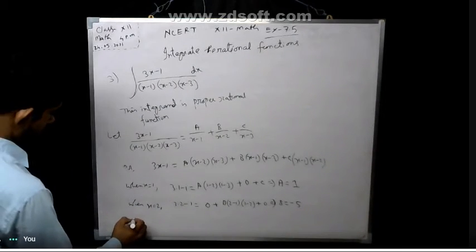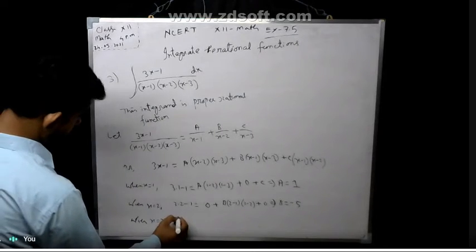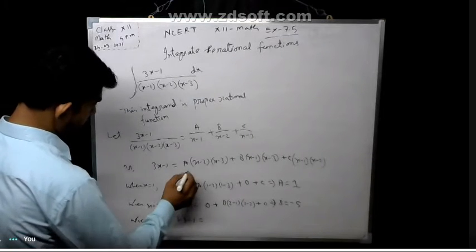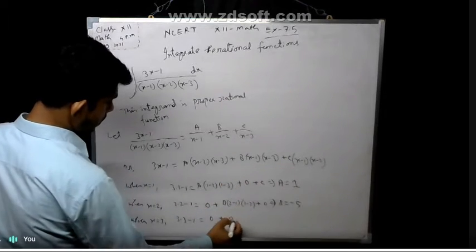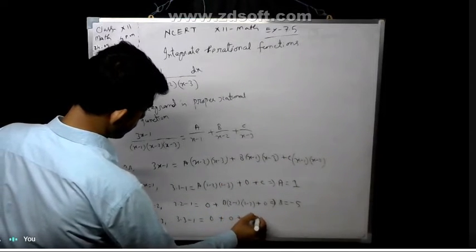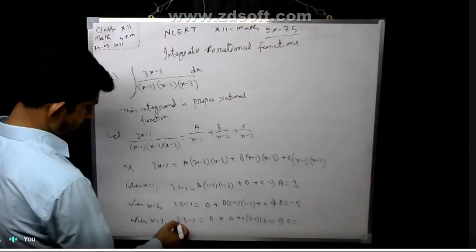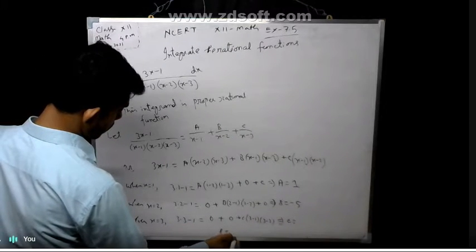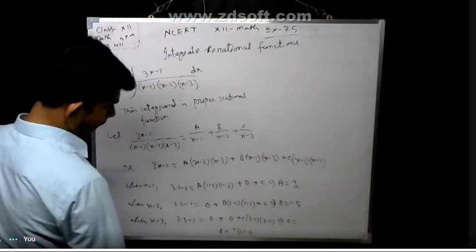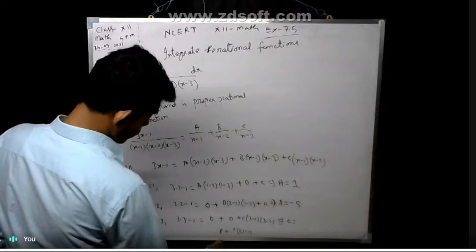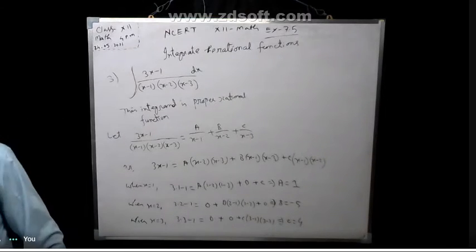Then when x equal to 3, then 3 into 3 minus 1, the A term is 0, plus the B term is also 0, plus C into (3 minus 1)(3 minus 2). That implies that 9 minus 1 is 8, 8 equal to C into 2 into 1. So that's why C equal to 8 by 2 equal to 4. C equal to 4. Okay, is it clear now?